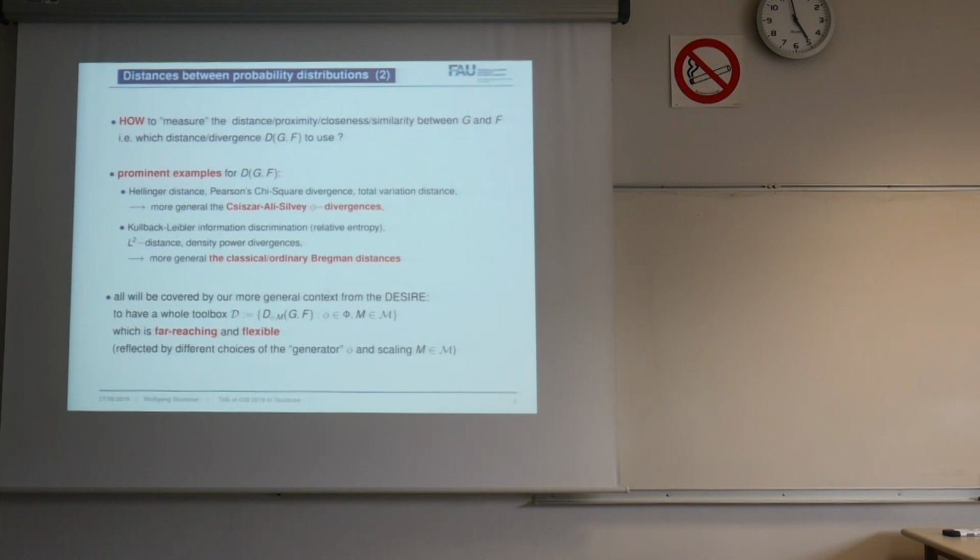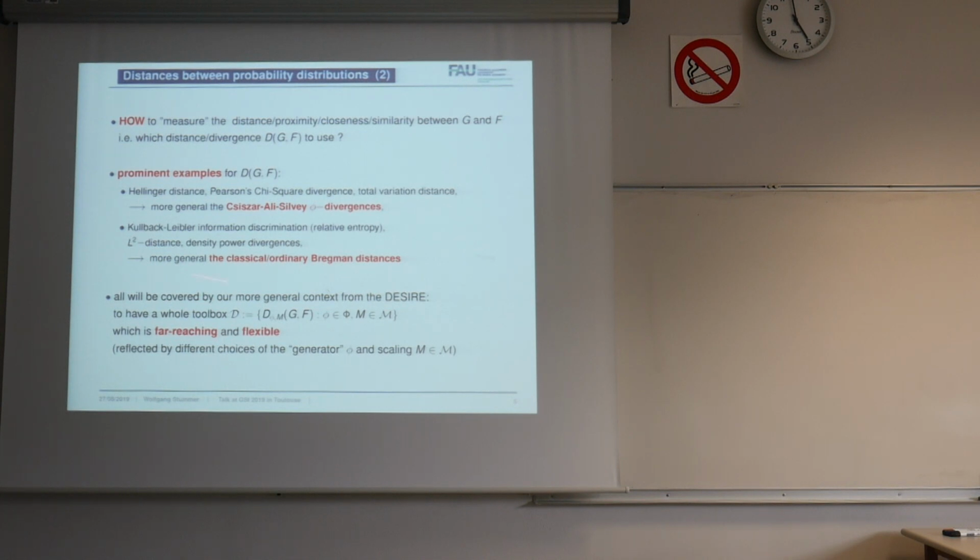And so as already mentioned, the question is always how to measure the distance between two probability distributions. So we have seen already many examples. So for today we have two major classes. The one are the Csiszár, Ali, Silvey, Morimoto divergences. And we have already seen that this covers the Hellinger distance, the Pearson's chi-square distance, the total variation distance, and many more. And it covers also the Kullback-Leibler or the relative entropy.